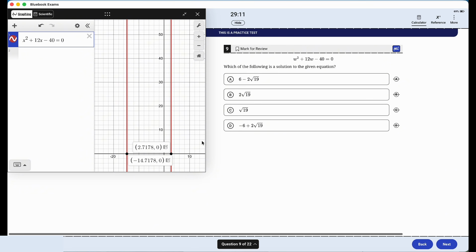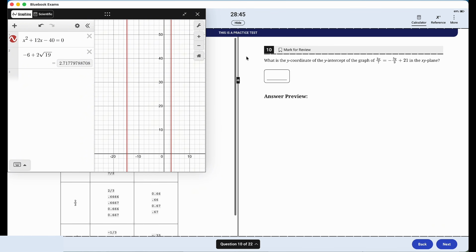Now I've got to see which number matches one of these. If I put in A first, 2 square root 19, let's see, that's not this number. It's this number, but it's negative, so that's not right. If I try 2 square root 17, that's not that number. If I try square root 19, that's not it either. And so finally, negative 6 plus 2 square root 19, yeah, that finally matches that number. So that's it, just process of elimination.